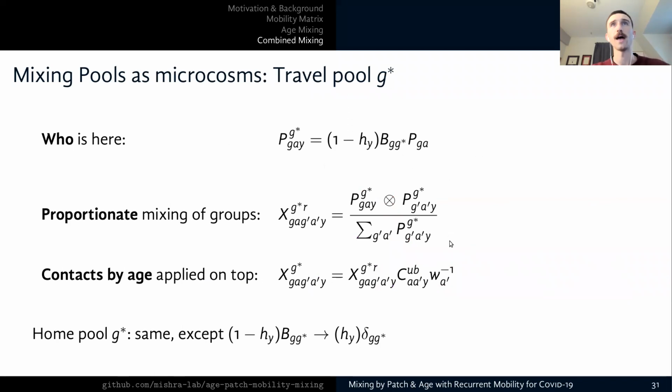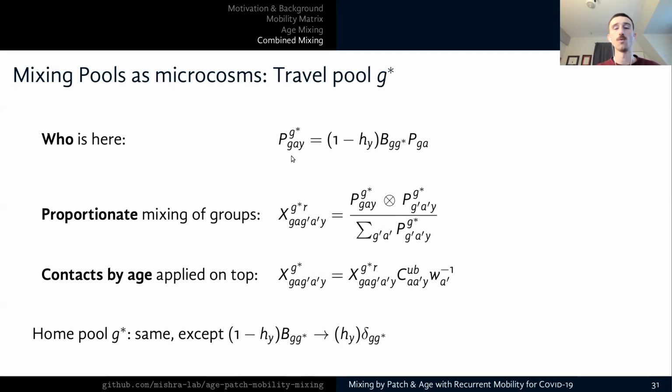Here are finally some mathy equations, but even then they're pretty simplistic. So who is traveling to some arbitrarily selected travel pool G star? Well, it's the population who've traveled to G star who were from G originally and age group A originally, and are trying to form some contact Y while they're there. So it's the proportion having these contacts outside of their home mixing pool, times the mobility matrix, which is what proportion of them from G have traveled to G star, and then we multiply that by how many people within patch G were also in age group A. So this is a population size times where they're going and whether or not they're forming these contacts abroad, basically. So that's how many people are in this pool.